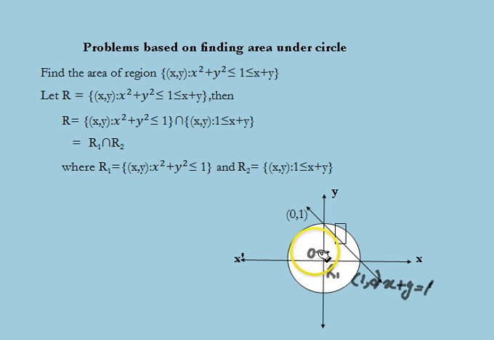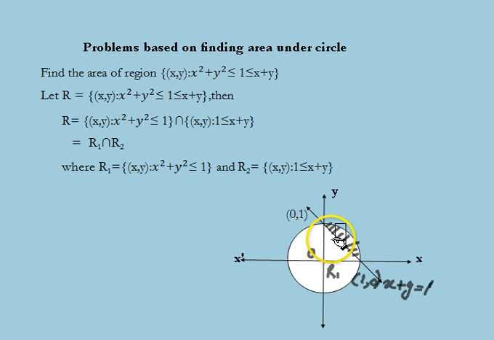Now since the origin, that is (0, 0), does not satisfy the inequality x + y ≥ 1, therefore region R2 is the region lying above the line x + y = 1. Hence the region R is the shaded region as shown in this figure.